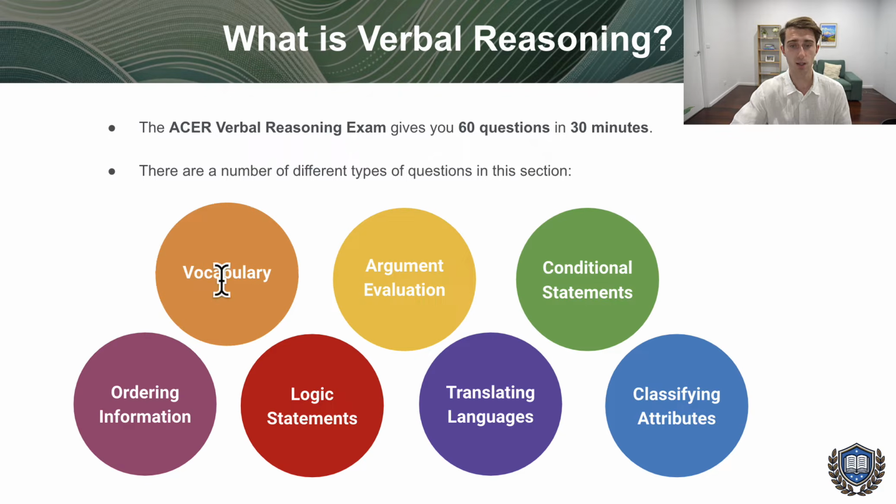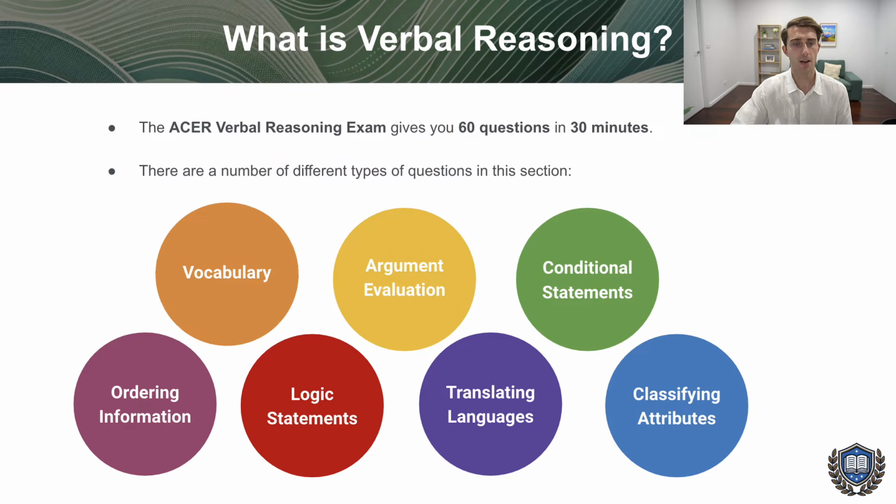Particularly vocab can often be anywhere from 20% of questions on the exam up to 50 or 60%. Argument evaluation last year was surprisingly a lot. There were about 10 to 15 questions on that, and for conditional statements, there was a good chunk as well. So this is going to cover you for a big chunk of the exam based on what we saw last year.